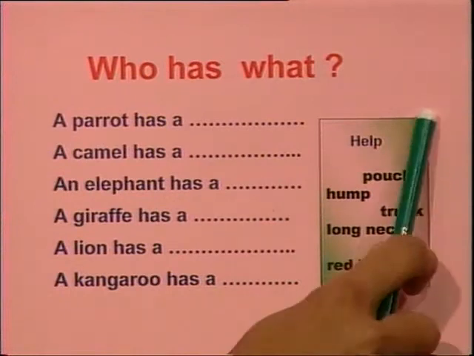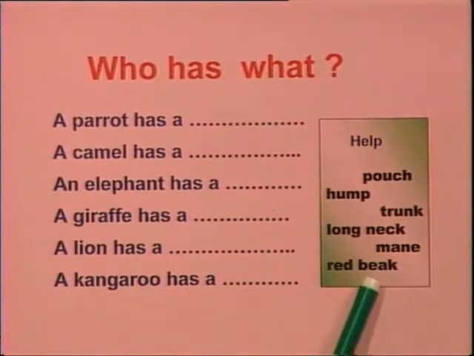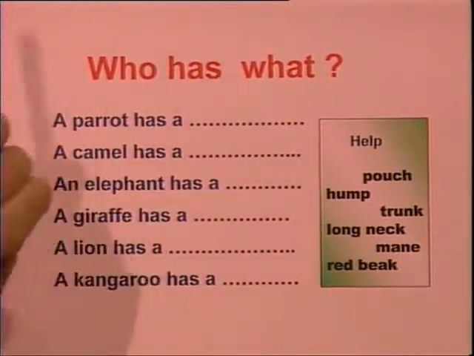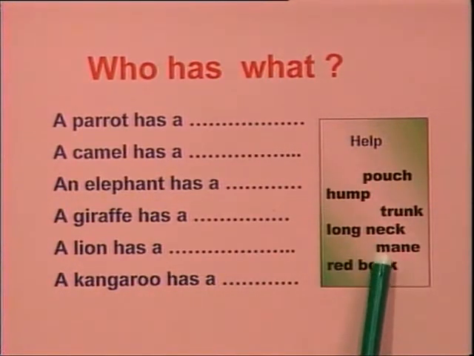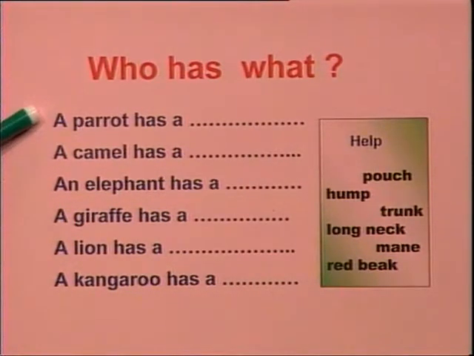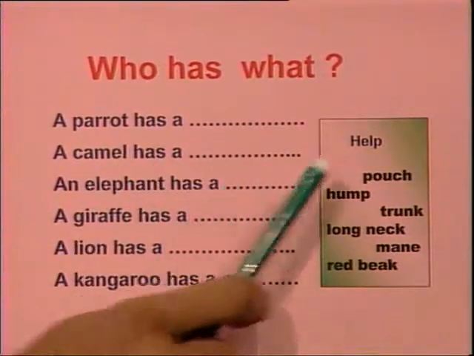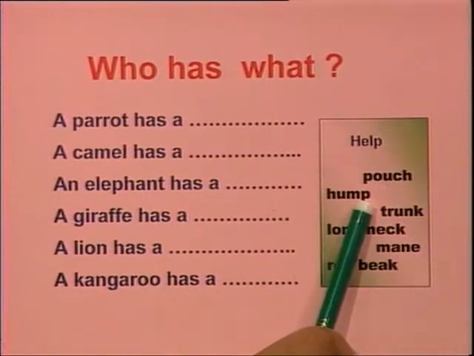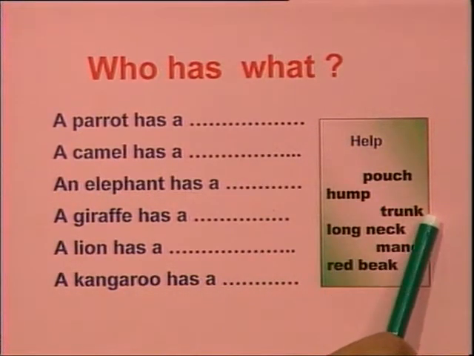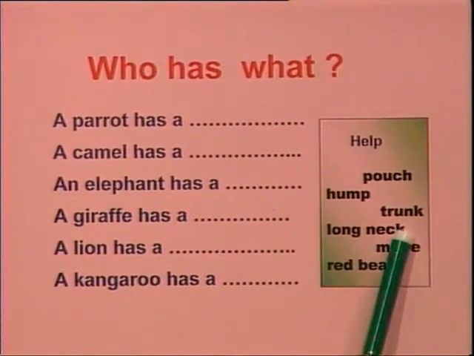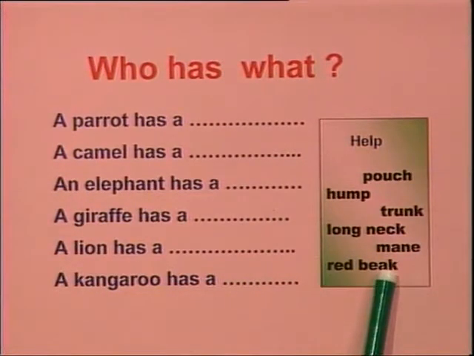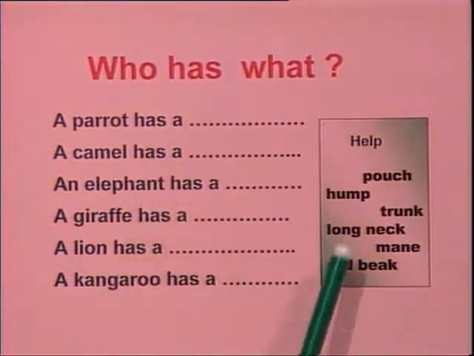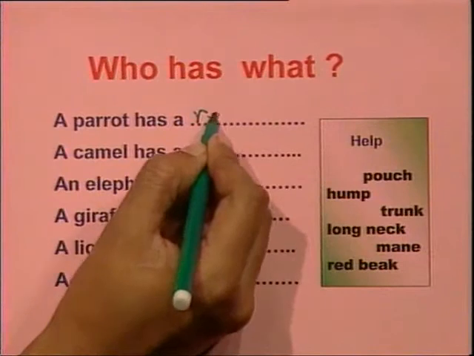You have a box here and there are a few words given here. You have to choose the correct word and fill in the blanks. Let's read out the words in the boxes. Pouch, hump, trunk, long neck, mane and red beak. Okay, let's try filling out the sentences. The first sentence says, a parrot has a pouch? No. Hump? No. A trunk? Nahin, nahin. Elephant has a trunk. A long neck? Bilkul nahin. Parrot does not have a long neck. Mane? No. The lion has a mane. Red beak? Yes. A parrot has a red beak. So we'll fill in red beak.